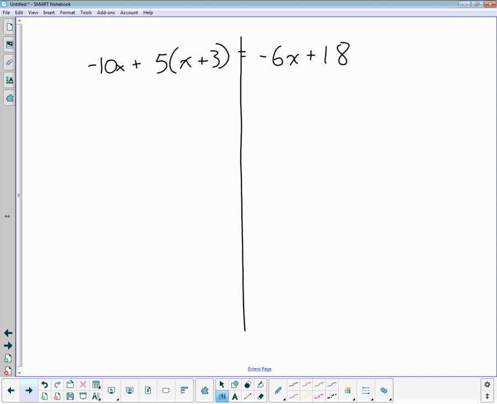What happens to it? Yeah, there's nothing going on. It's not involved in the distribution. Only the 5 and the parentheses are dealing with the distribution, not the 10x or the negative 10x. That just comes on down. They're not involved in the distribution, so you just come on down.